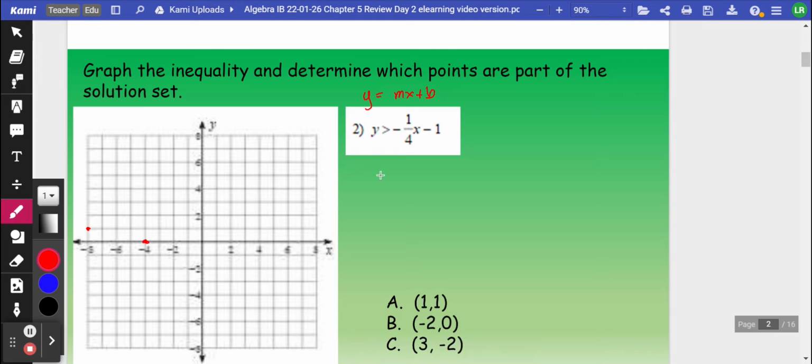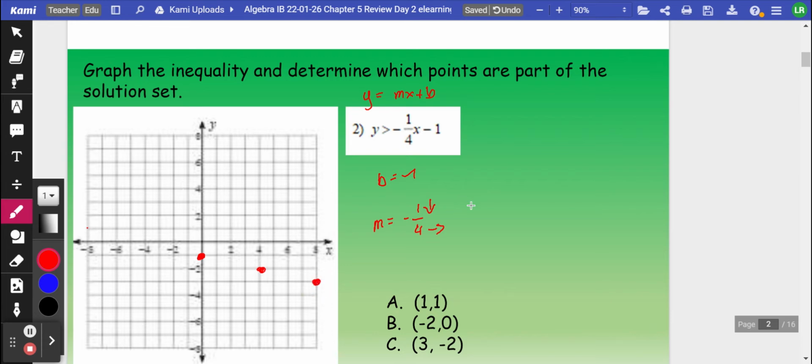So my b is -1. So down 1. Down 1, make a point. My slope is -1/4. Remember, a negative slope goes down and right. So from this point, down 1, right 4, down 1, right 4.